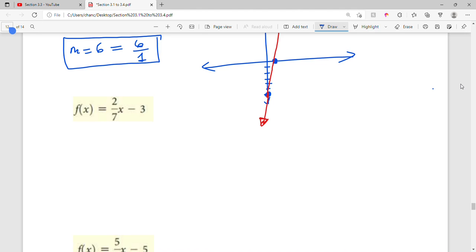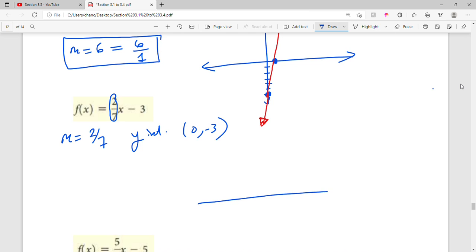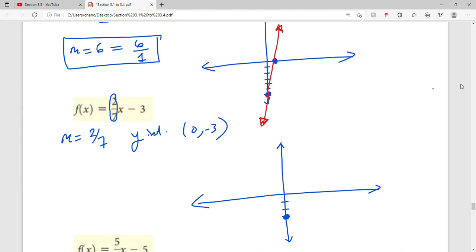For the next example, f of x equals 2/7 x minus 3. Again, start with the slope. That's going to be the number in front of the x. That's 2/7. The y-intercept, that's 0, negative 3. When I graph these, I always start with that y-intercept of 0, negative 3. That's 1, 2, 3. So that's the y-intercept, 0, negative 3. We got that.